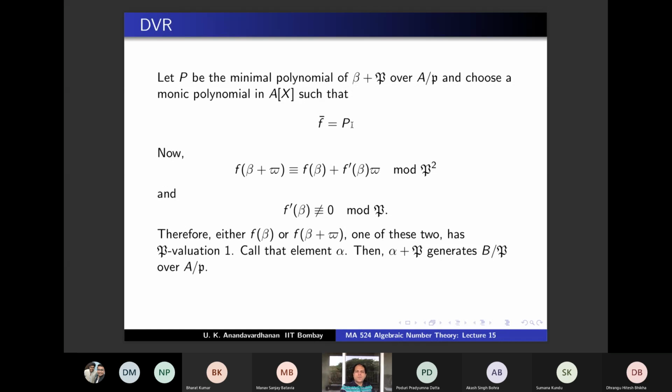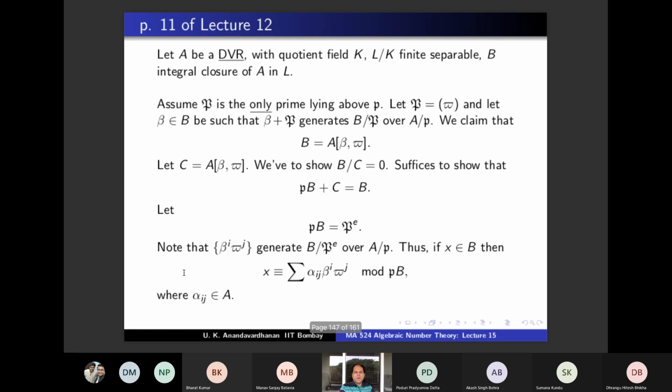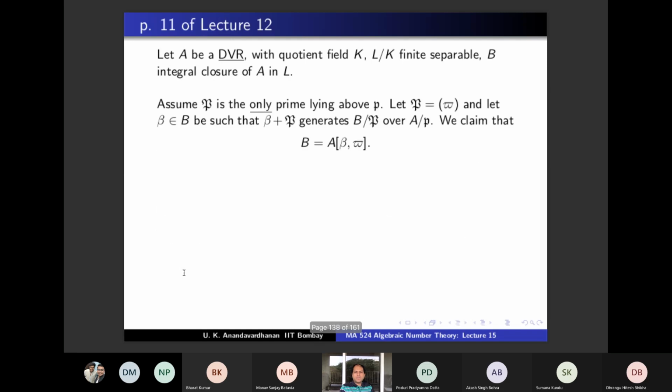So what you have concluded from this analysis is that you have got an alpha. Alpha is either this or this, depending on which one has valuation 1. So alpha has valuation 1, so alpha is also a generator of capital P. Moreover, alpha plus P generates B by P over A by P. So if you go back to what we concluded using Nakayama, there you have a generator of this ideal and a generator of this field extension, beta. Put those two together and you have got the full thing.